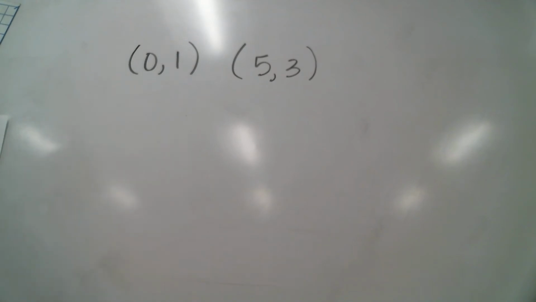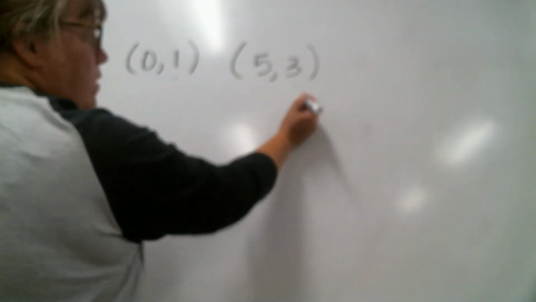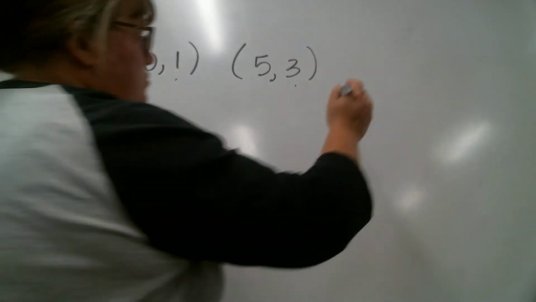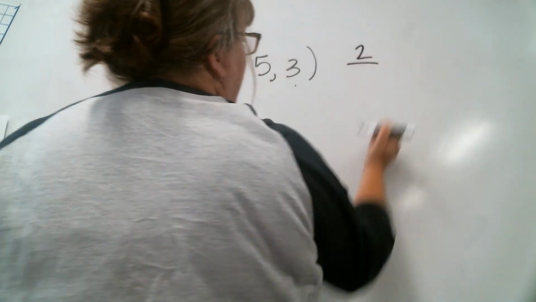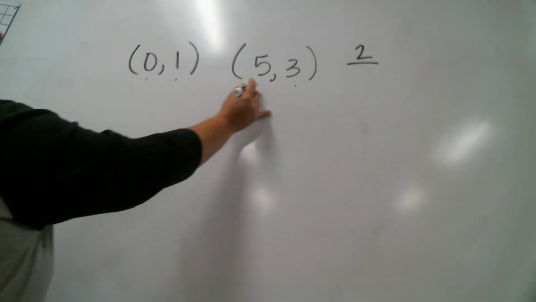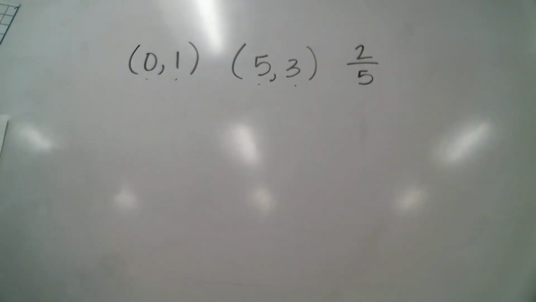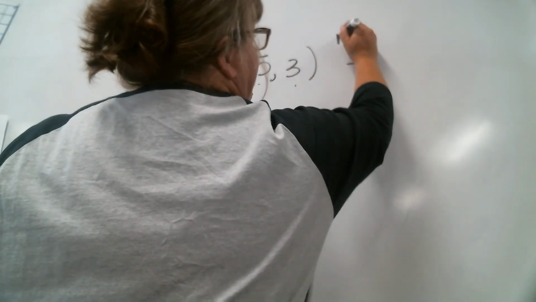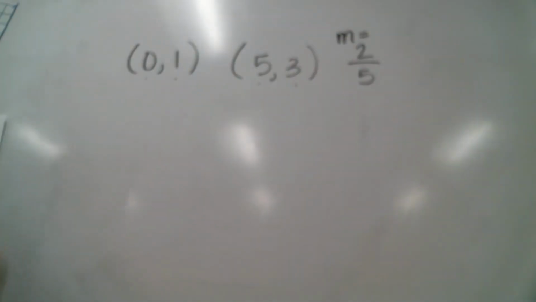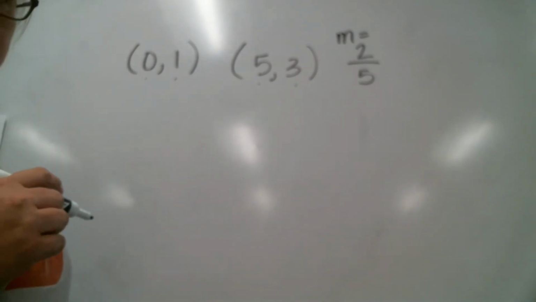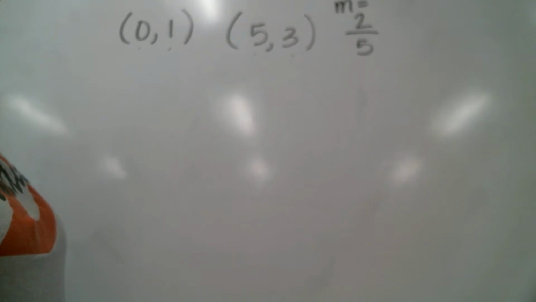Okay, go ahead and copy this one down. And remember, the first step that we need to do is find the slope. So change in y, it's going from a 1 to a 3. So change in y is 2. And change in x from 0 to 5 is 5. And 2/5 can't simplify. So I'm just going to put m equals 2/5, and I'm going to leave that there so I know that I'm using 2/5 as the slope. I don't know why that got fuzzy.